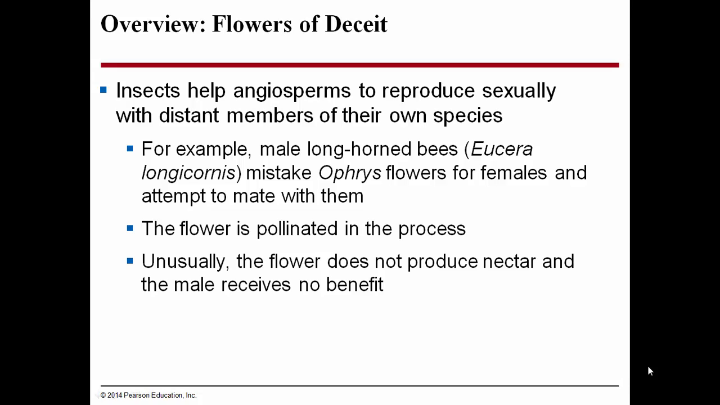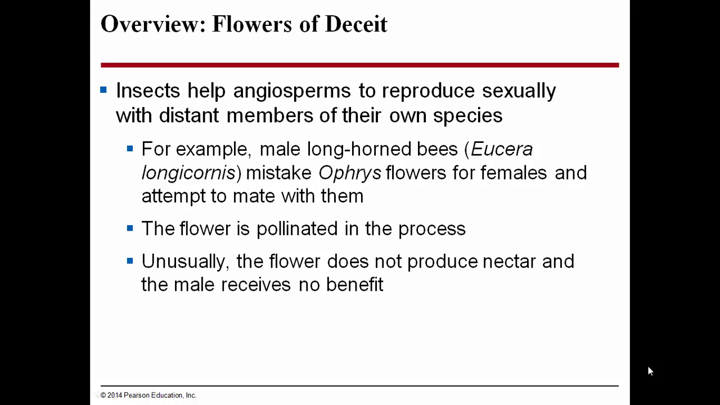Okay, so this is the overview. We're going to talk about how plants and animals interact. Insects help angiosperms to reproduce sexually with distant members of their own species. The classic example is bees and flowers.